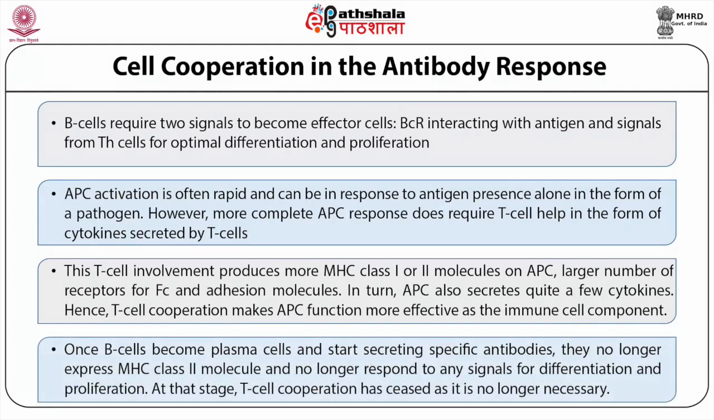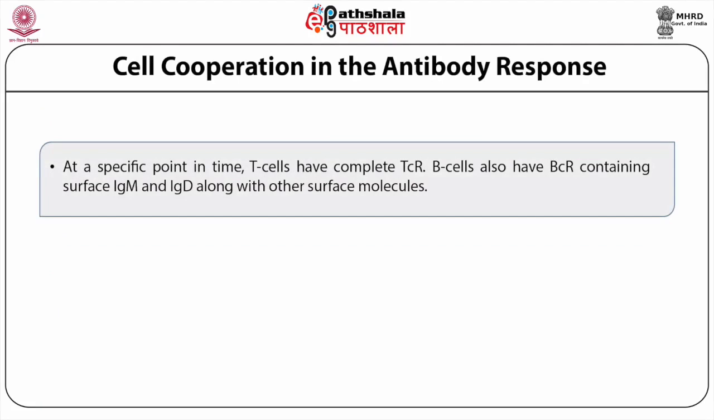Once B cells become plasma cells and start secreting specific antibodies, they no longer express MHC class 2 molecules and no longer respond to any signal for differentiation and proliferation. At that stage, T cell cooperation has ceased as it is no longer necessary. At a specific point in time, T cells have a complete TCR. B cells also have BCR containing surface IgM and IgD along with other surface molecules.